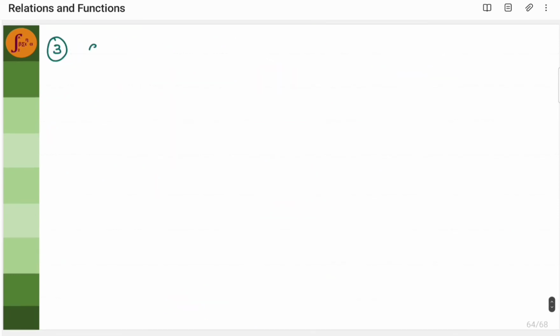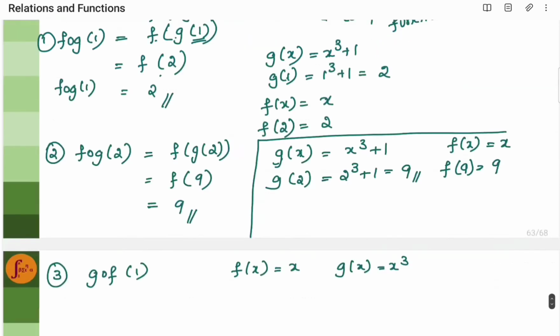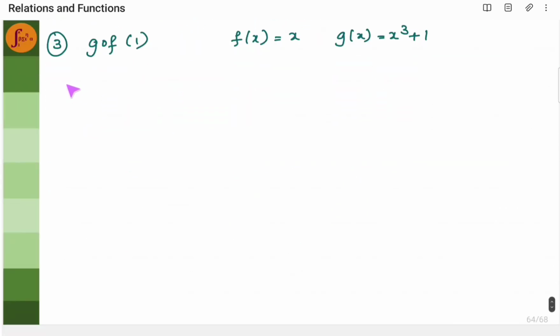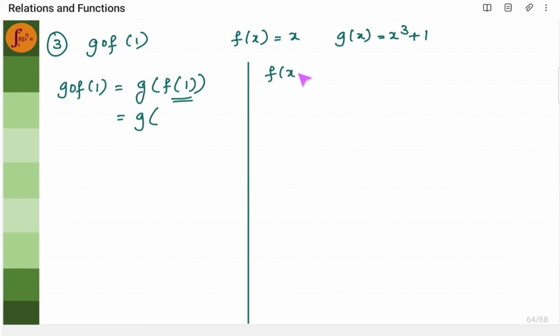Let's find the third one. The third one is g of f of 1. Let's first write the functions. f of x is x. g of x is x cube plus 1. What is g of f? g of f of 1 means g of f of 1. What is f of 1? f of x is equal to x. So we'll have to find f of 1.